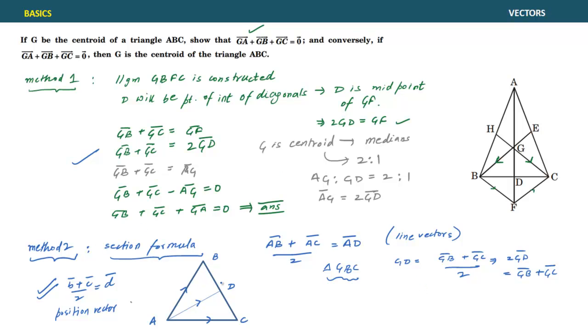So let's say it is dividing in the ratio M is to N, rather than being the midpoint. Then how you can write this in terms of line vectors is that M will be multiplied with the AC vector. So M times AC plus N times AB by M plus N will give you what? Yes, it will give you the AD vector. So don't worry about it; using this comes very handy sometimes in tough problems.